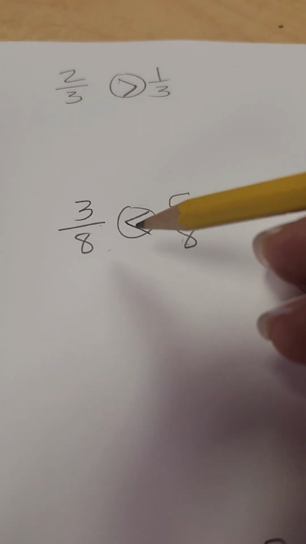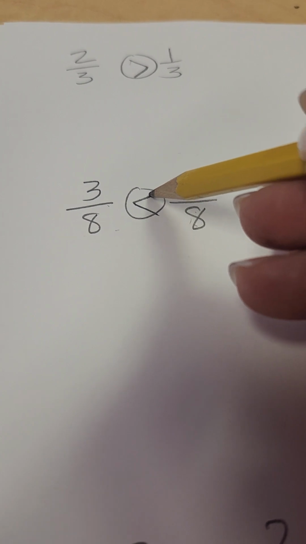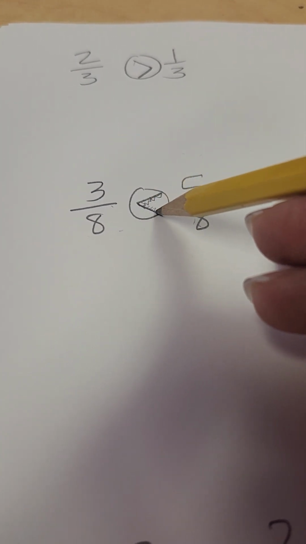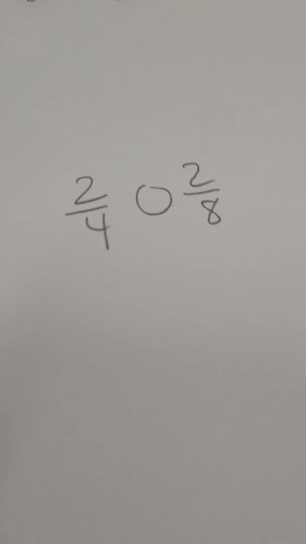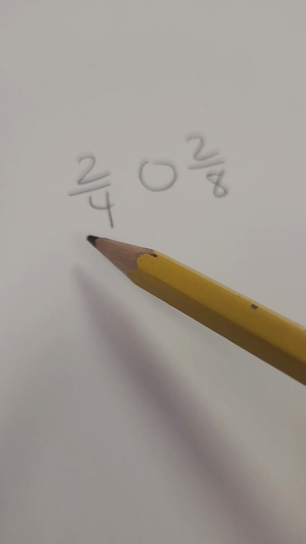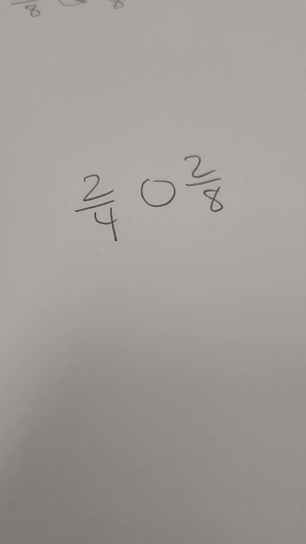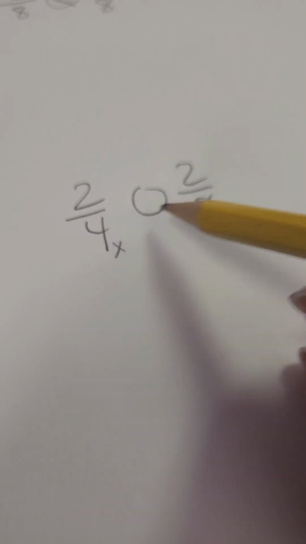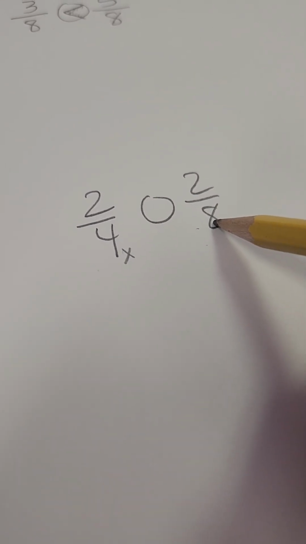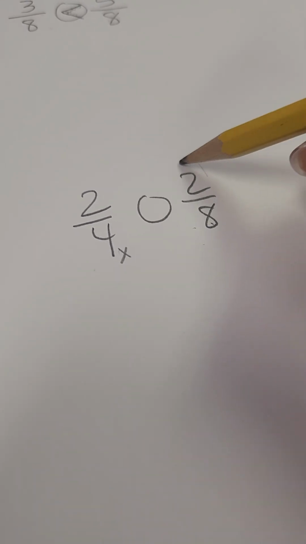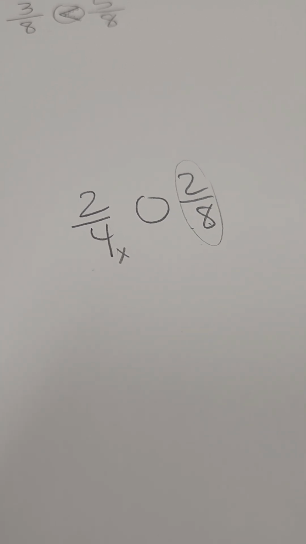okay, so also I tell them to imagine this is an alligator, and the alligator chomps the bigger one. So whenever I have two numbers on the bottom that are different, I'm going to look at the smaller one and see if I can make it bigger. If I can multiply it by something to make it an 8, then I'm going to do that. This one can stay the same.